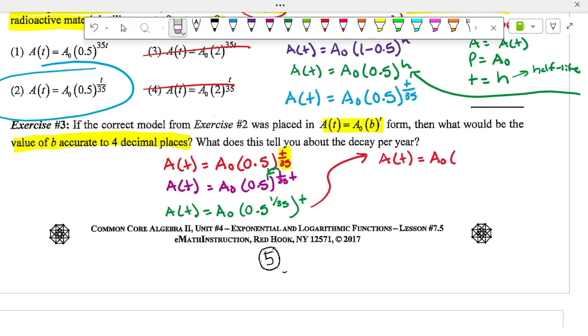It's what? 0.980 what? 03. So this would be our equation in this form. So our b value is right here. So b is equal to 0.9803.